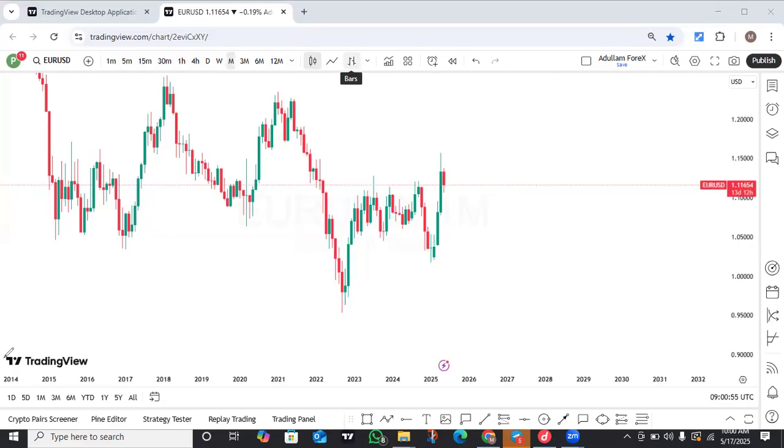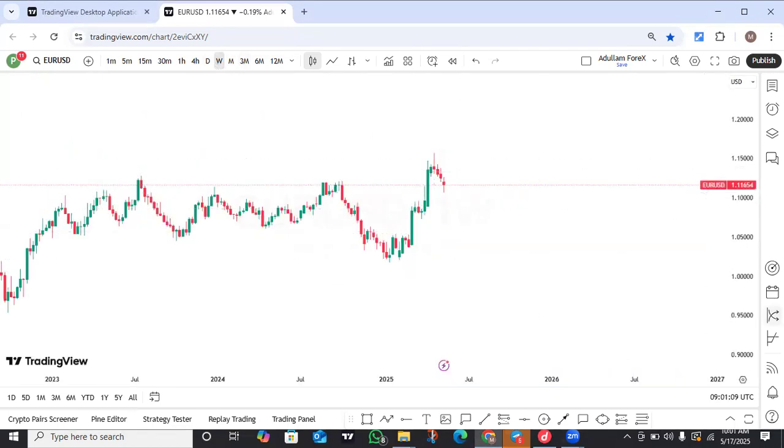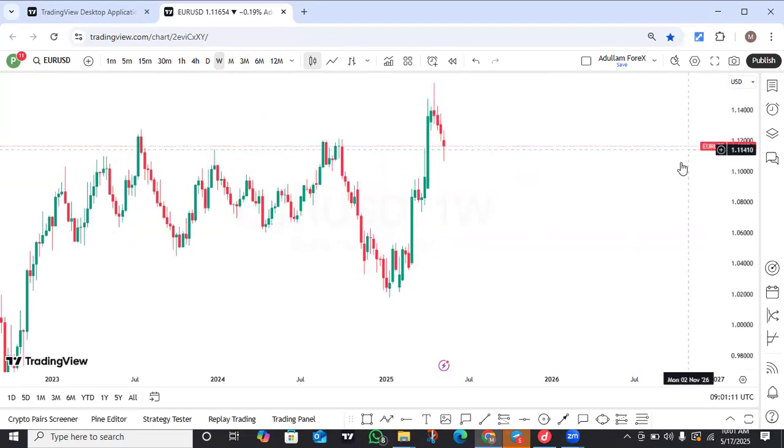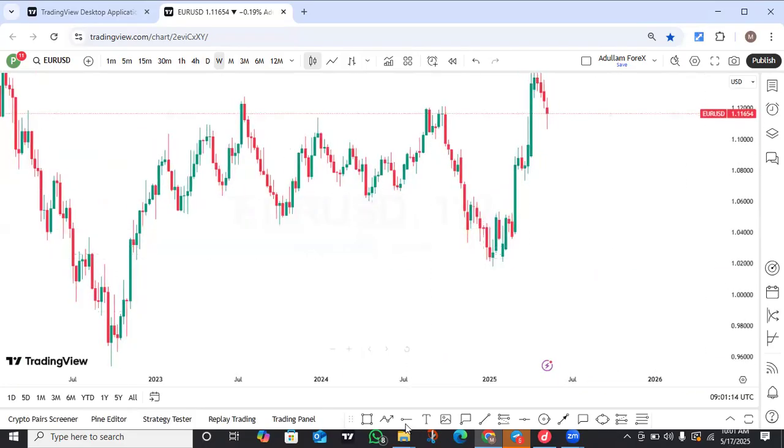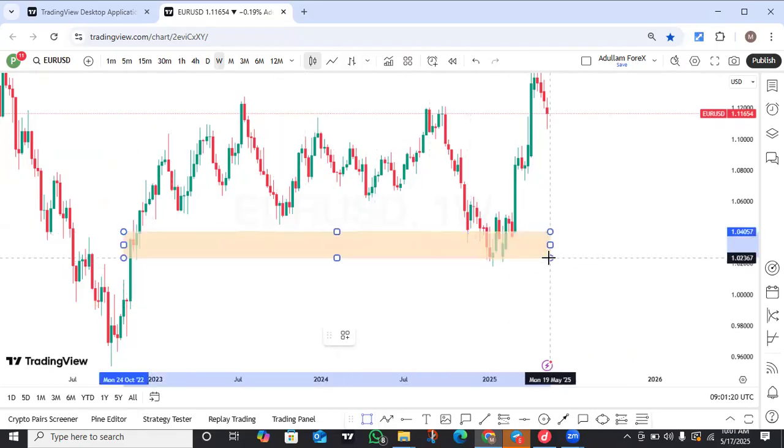So we scale down to the weekly time frame. Our method is simple, just to know where the market is going so that we know how to plan for our setup. On the weekly time frame also, based on market structure, the market is bullish, right?